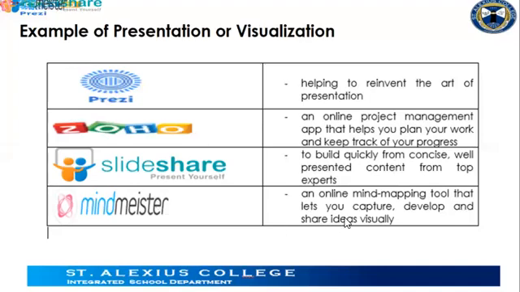Next is MindMeister. When we say MindMeister, it is an online mind mapping tool that lets you capture, develop, and share ideas visually. MindMeister is an online mind mapping application that allows its users to visualize, share, and present their thoughts via the cloud. It was launched in the year 2007.